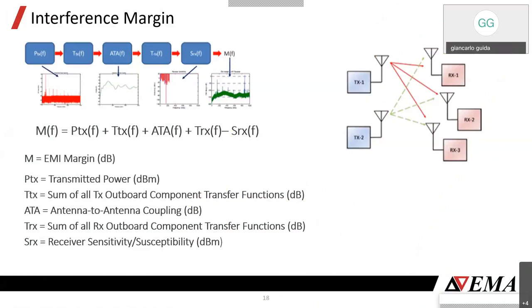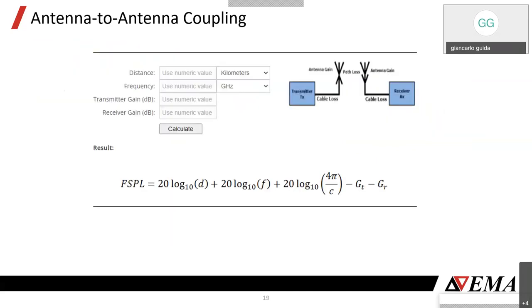So when we do an interference analysis, what we are looking for is the margin, the interference margin. This is the difference between the sensitivity of a receiver and the noise injected by a transmitter. Well, this can be calculated as a sum of several contributions, and all these contributions can be calculated by analytical formulas, especially the antenna-to-antenna coupling, which is one of the main players here. The antenna-to-antenna coupling can be calculated with a simple application of the Friis formula.